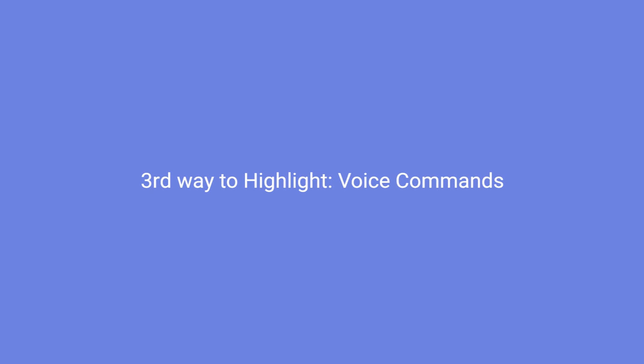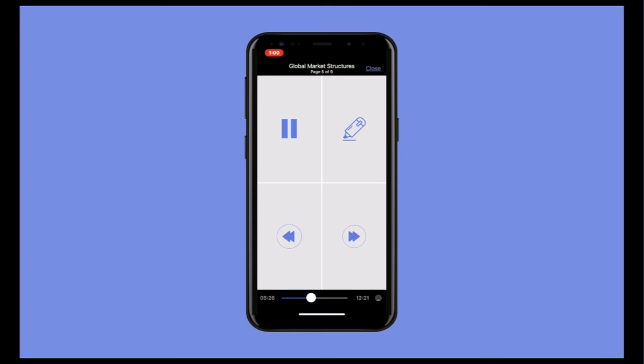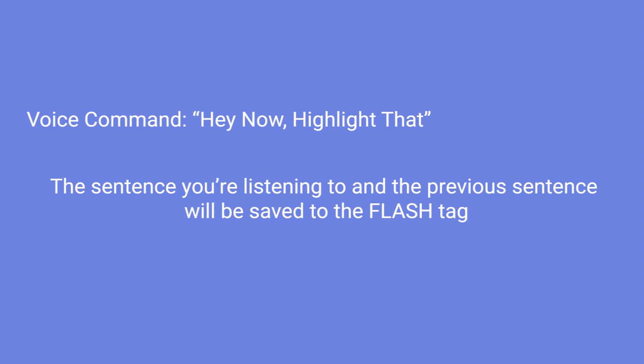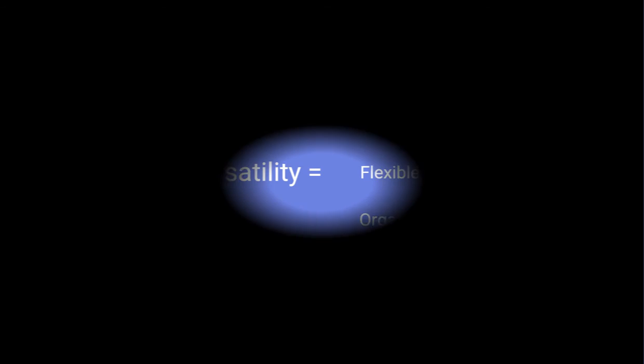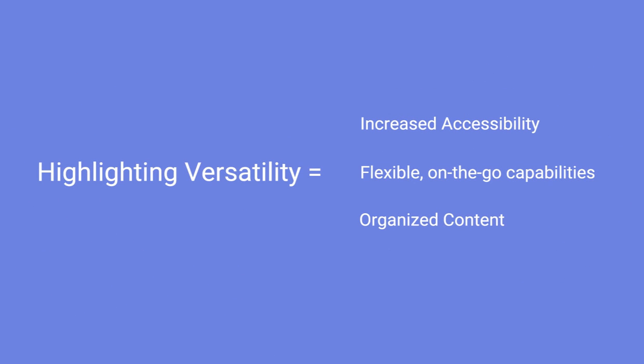A third way of making a highlight is by using voice commands. While listening to your IQbook, hit the play button and give the voice command of, "Hey Note, highlight that." The Note platform will highlight the sentence you're listening to as well as the previous sentence and save that highlight to the flash tag.